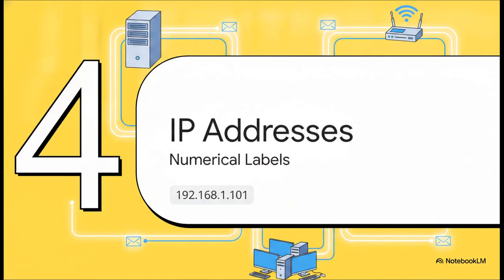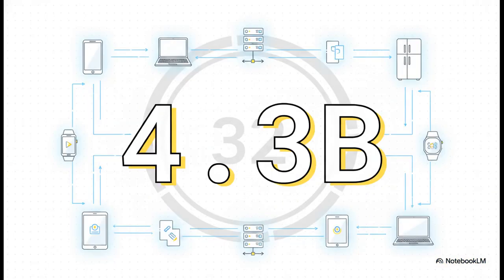Okay, so we've got our hardware mapped out. But for these devices to actually find each other and talk, they need a digital postal system. That's Section 4, Understanding IP addresses. I want you to burn this number into your memory, 4.3 billion. That is the absolute mathematical limitation of the older 32-bit IPv4 protocol. See, an IP address is just the unique numerical label assigned to every device on a network so data can locate it. But because IPv4 uses a 32-bit structure, it mathematically caps out at roughly 4.3 billion unique addresses.